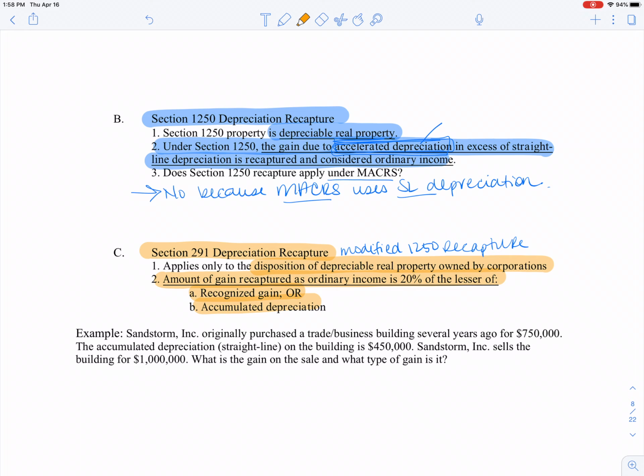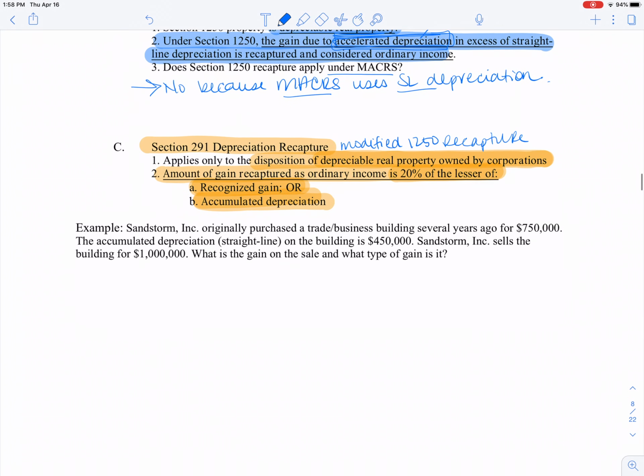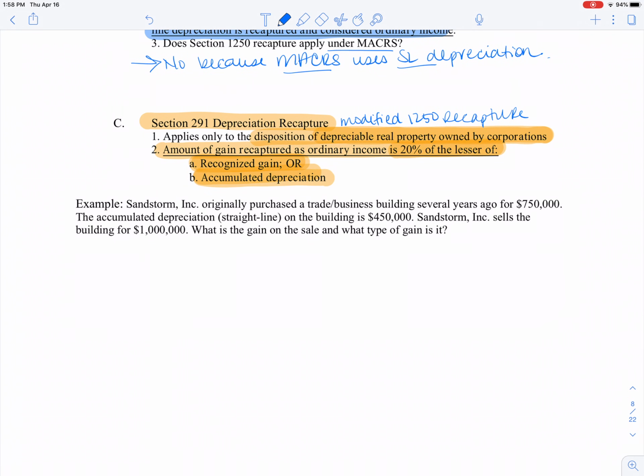Okay, a couple of important points. It's only related to depreciable real property owned by corporations, and the way that we calculate the amount recaptured is 20% times the lesser of the recognized gain or accumulated depreciation. So we're looking at a lot of the same things, but we're calculating the recapture differently.